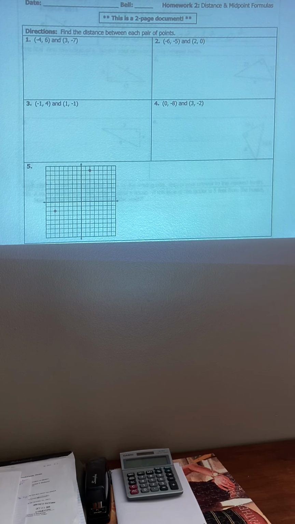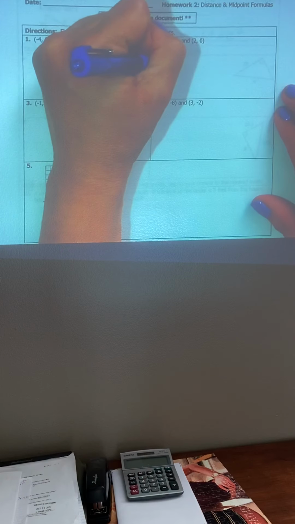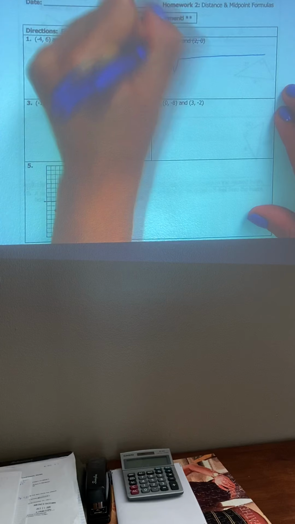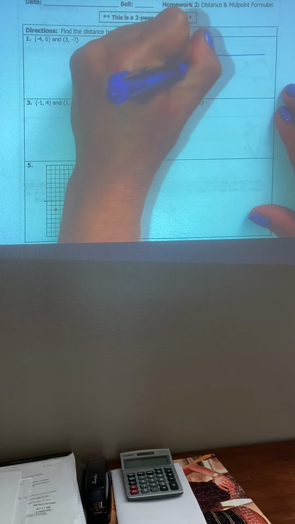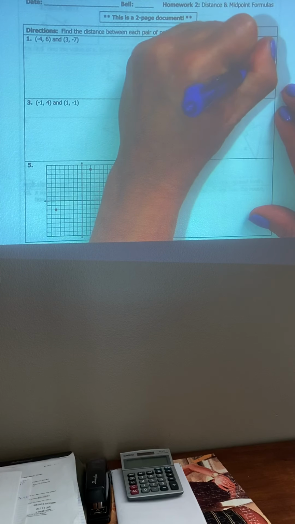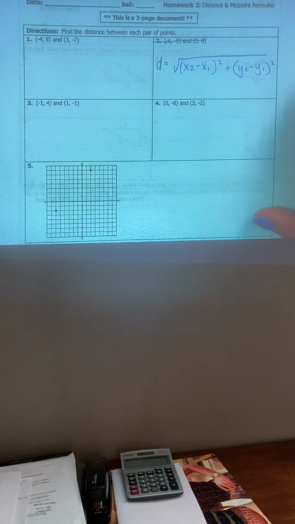All right, we'll just do a couple problems. Let me write the distance formula. We'll write it in here. So this way we won't do this problem. x2 minus x1 squared plus y2 minus y1 squared. Okay, so let's do the first one.